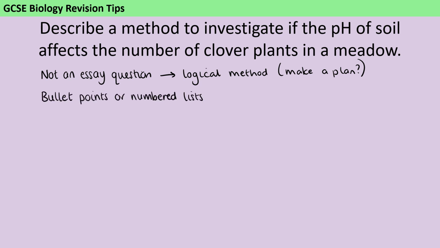And you might even want to consider making yourself a little plan in the margin or a bit of white space before you start. And if it's somewhere that your examiner can see it, they can still give you credit for that, even if you then haven't gone on to write the full answer, maybe because you've run out of time. It's also worth considering with a method question like this that you should be indicating how you would do these various things. So how are you going to assess pH, and how are you going to assess the number of clover plants?